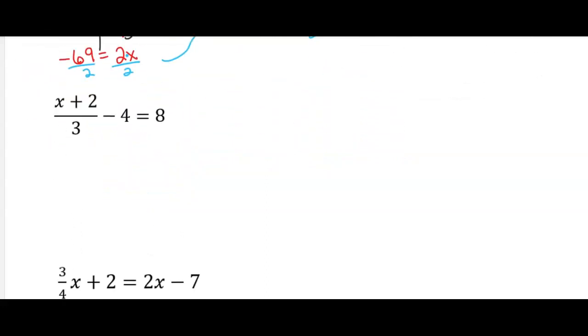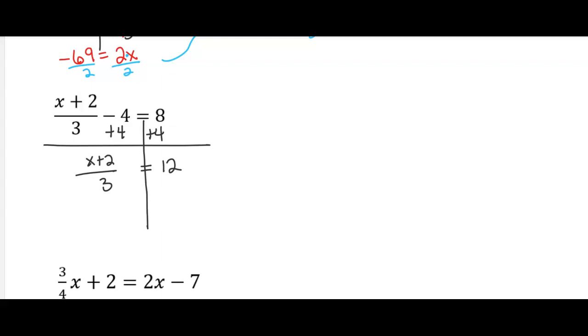So this next one again, I'm going to draw my line down. Step 1 is to distribute. I don't have any distributing. Step 2 is to move things, or I'm sorry, to combine things. Now, usually I would try and combine things on the left, but you see how this one's a fraction and this one here is not? I don't want to combine that. I want to keep that separate. So what I'm going to do is move this minus 4 by adding 4. So I get x plus 2 over 3 is equal to 12.